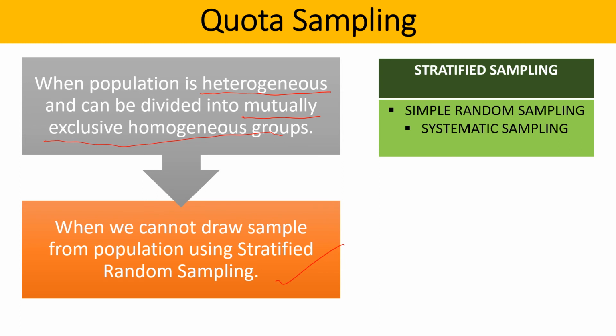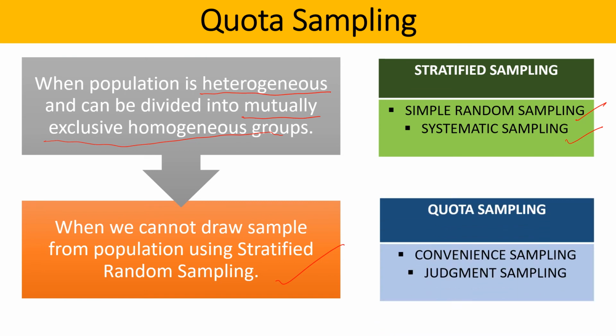In stratified random sampling, after dividing the heterogeneous population into homogeneous groups, we can use simple random sampling or systematic random sampling to draw the sample. But in quota sampling, after dividing the heterogeneous population into homogeneous groups, we can use convenience sampling or judgment sampling, because due to some reasons we cannot use simple random sampling or systematic random sampling, so we go for convenience or judgment sampling. Then it is quota sampling.